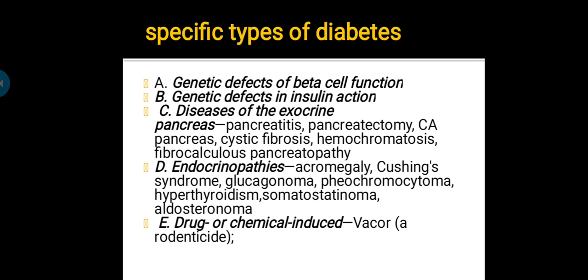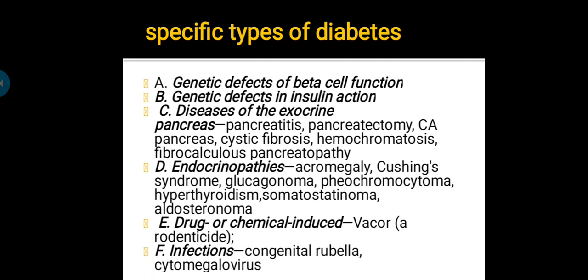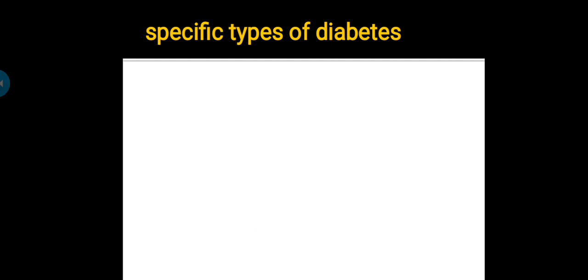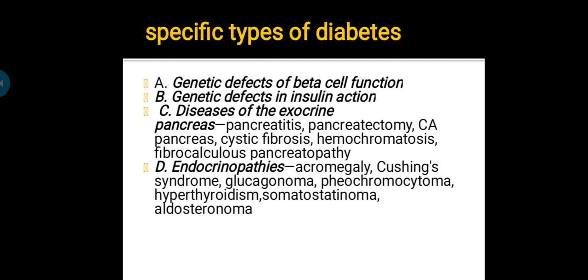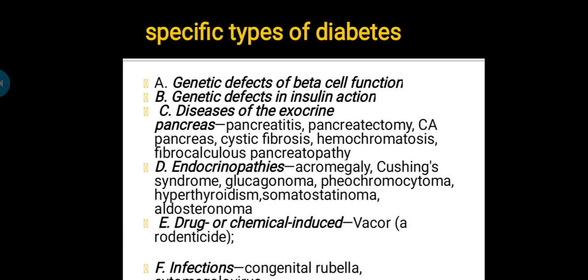Some are drug or chemical induced. One of the chemicals is Vacor, and infections like rubella and cytomegalovirus, congenital forms, can cause specific types of diabetes. And there are different drugs. So these are the specific types of diabetes. Mainly you have to know the endocrinopathies, the diseases of the exocrine pancreas, and drug or chemical induced.